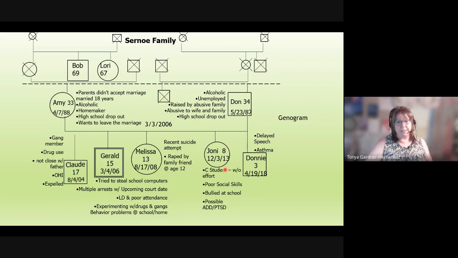And then, like I said, we have Joni and Donnie, who haven't totally been affected by this, but they have been. Joni is looking like she has, again, maybe some PTSD type stuff from all of the domestic abuse and domestic violence that she's seen inside the home, the party and things like that, her sister committing suicide or trying to commit suicide. And then Donnie having his delay of speech and his asthma could be a developmental delay that's happening.